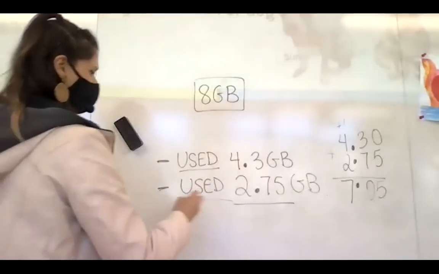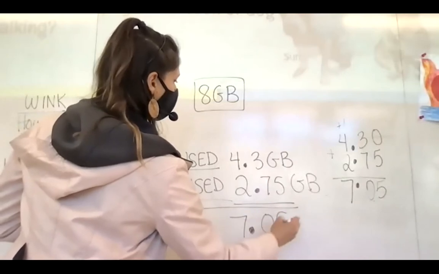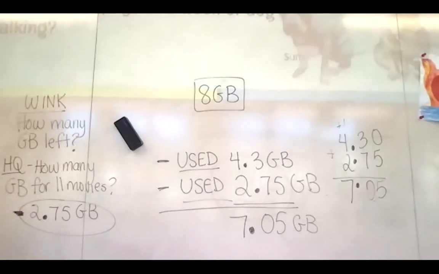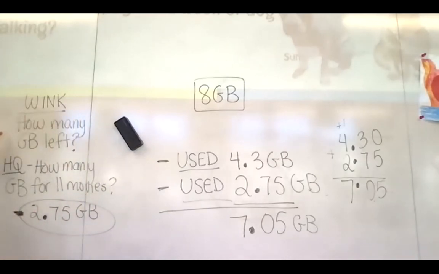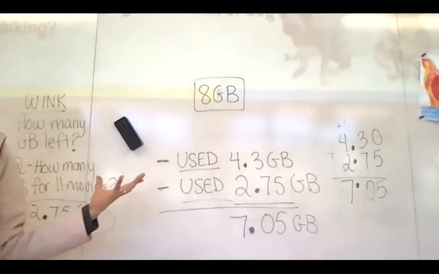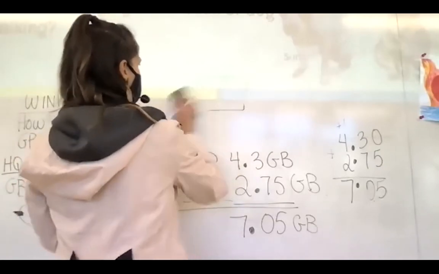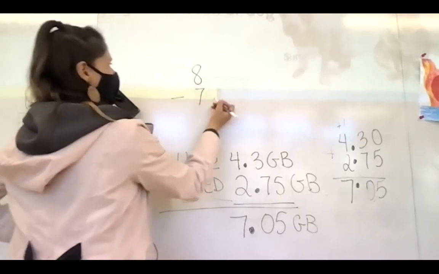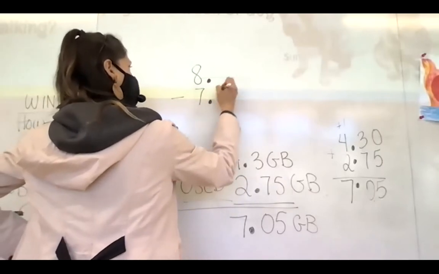Now we have found out how many gigabytes she used altogether. She used 7 5/100 gigabytes. She started with an 8 gigabyte card. We still need to figure out if she used all of this, how much memory is left. Not a lot, right? So let's take the 8 gigabytes that she started with and let's subtract the 7 5/100. Line up your decimal points. 8 decimal, 7 decimal, 0, 5.